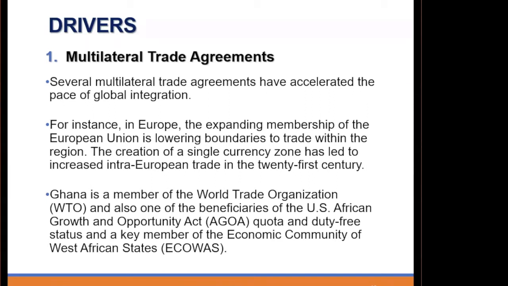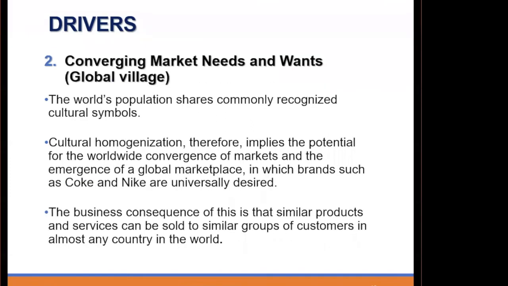Let's bring it closer to home. Let's talk about Ghana. Ghana is part of a number of multilateral trade agreements, including the World Trade Organization, right? We are also beneficiaries of AGOA. We are members of ECOWAS. We are members of the AU. And more recently, we have signed on to the African Continental Free Trade Area, AFCFTA, with the headquarters located where? Where's the headquarters of the AFCFTA? In Ghana. In Ghana, Accra, right?